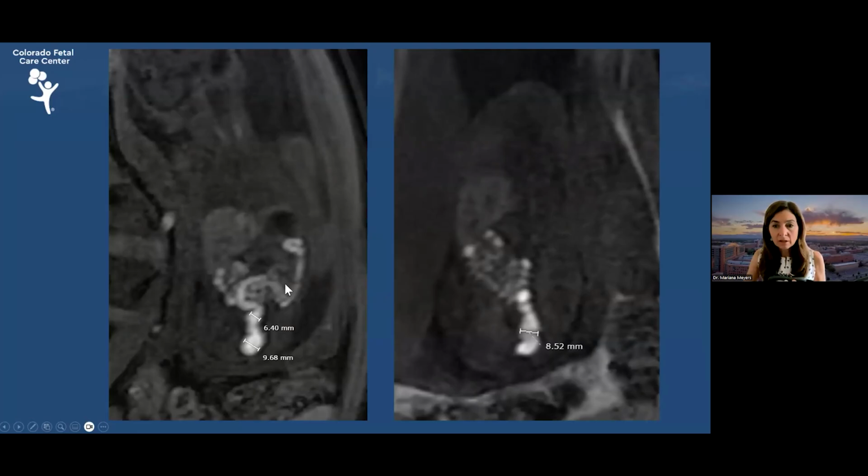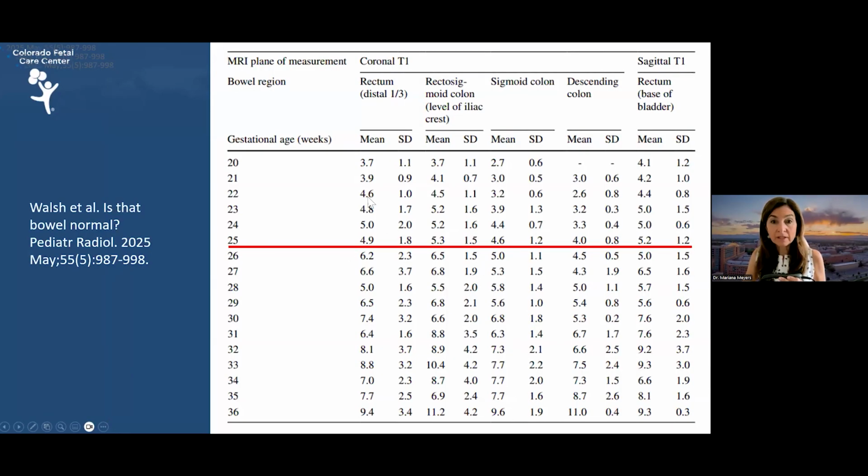The T1 images in the coronal and sagittal plane show me that the rectum was thicker, wider than expected, and disproportionate to the size of the rest of the bowel. So we recently published a nomogram on the size of the rectum and colon, and we were able to measure this and compare it with the chart that we developed. And I actually printed this and put it right on top of my monitor so I don't forget to check. So this baby falls way above any of these normal parameters for the rectum and sigmoid in both coronal and sagittal. The anal dimple was normal.